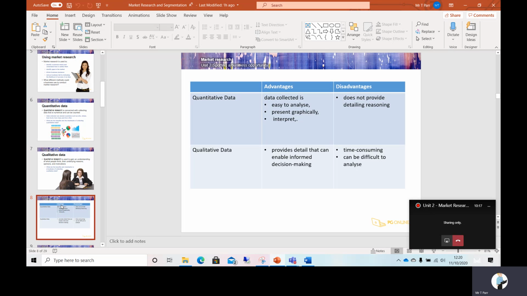So qualitative data, as I said, it can provide a lot of detail which can help you make key decisions because you're speaking to your customers' true opinions. But as I said, it's very time consuming.